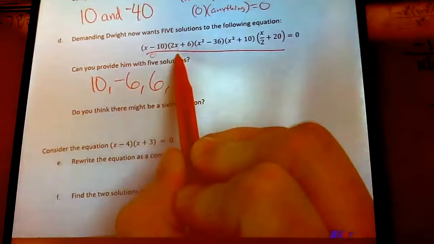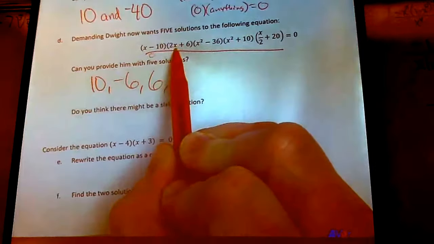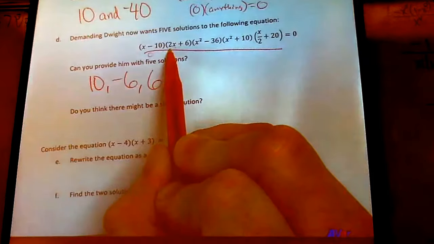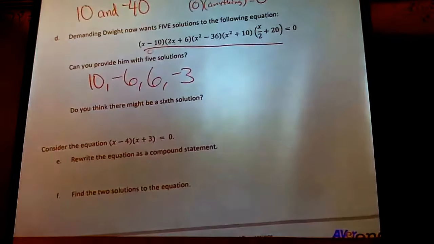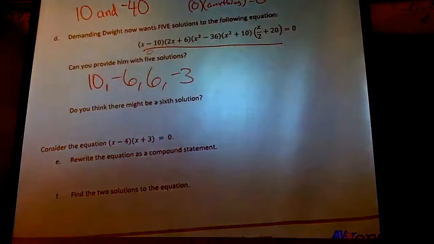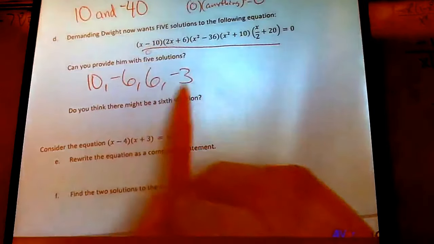Fern, what'd you say about this one? I said negative 3. What's negative 3 times 2? Negative 6. Negative 6 plus 6 is? You're trying to make 0 in the parentheses by plugging in a number for x. Any of these. So we got 4 answers.